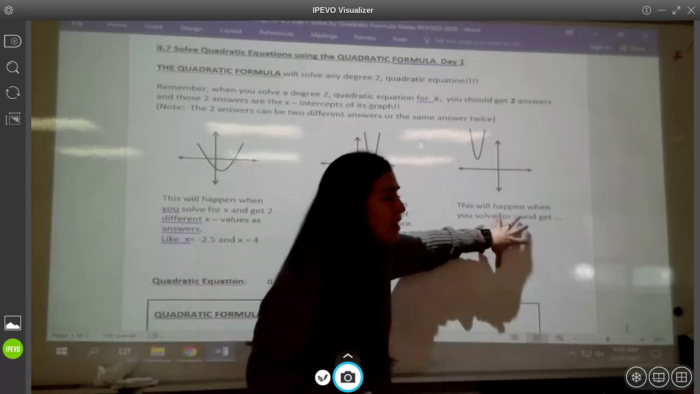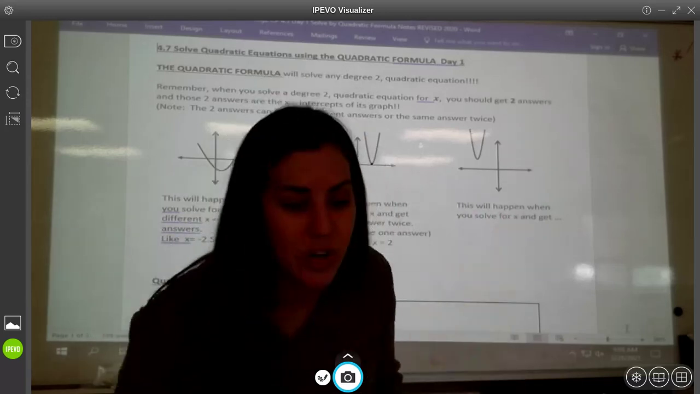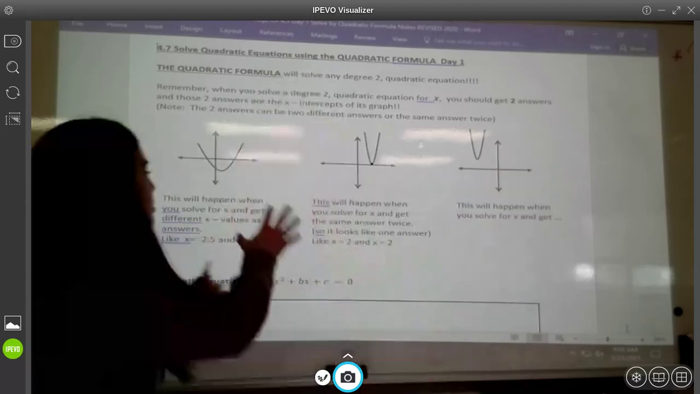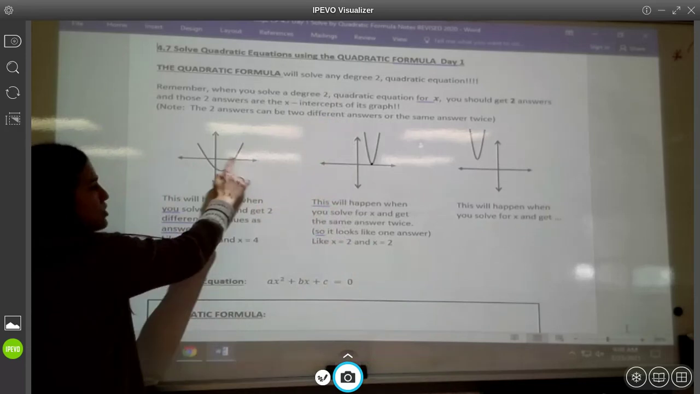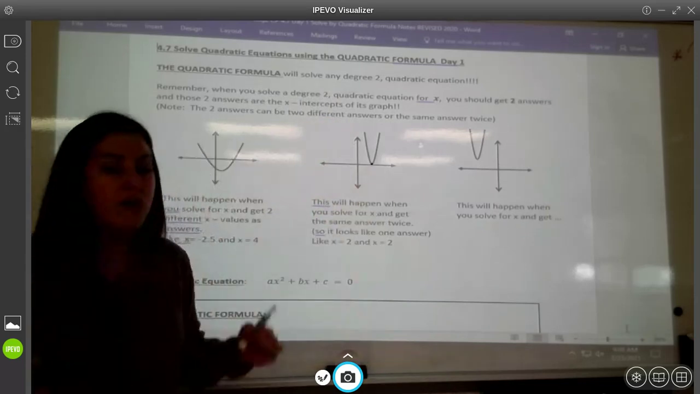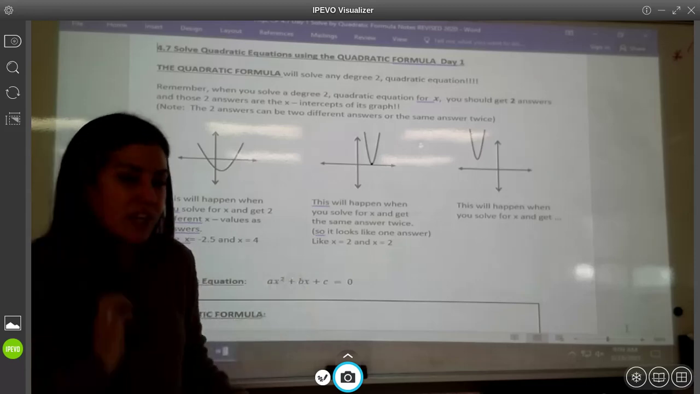The next kind of answer you'll get to a quadratic isn't real. It's an imaginary number. It's crazy, all right? But we're going to focus on these 2. We're going to focus on when you get 2 different x values and when you get the same x value twice. How do we solve for those x values, those x-intercepts?